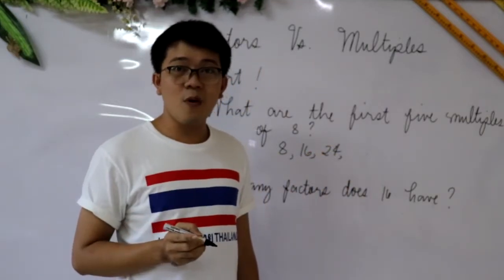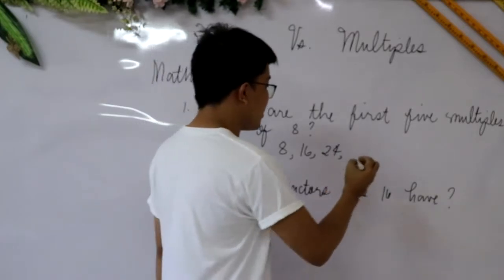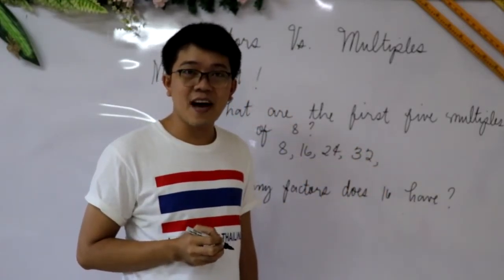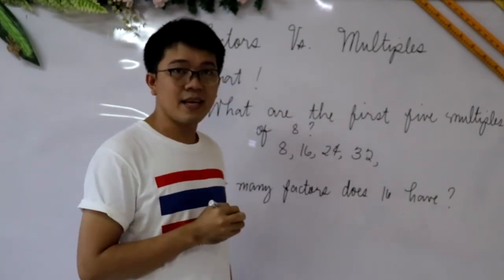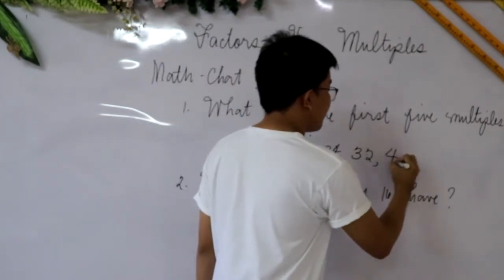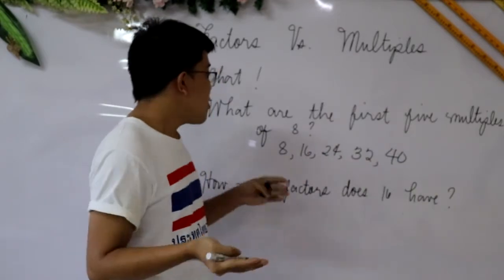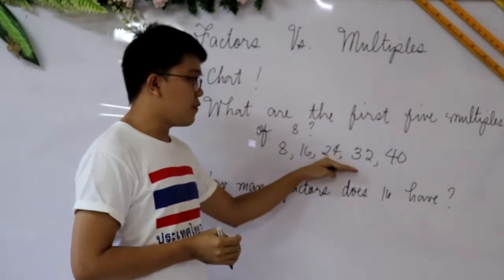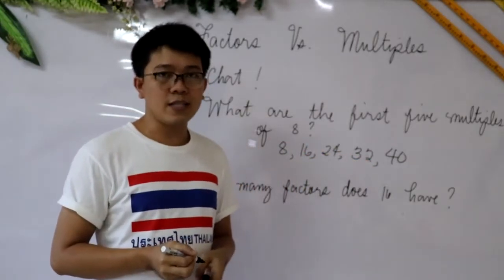How about 8 times 4? Yes, it's 32. How about 8 times 5? Awesome, it's 40. So we say that the first 5 multiples of 8 are 8, 16, 24, 32, and 40.